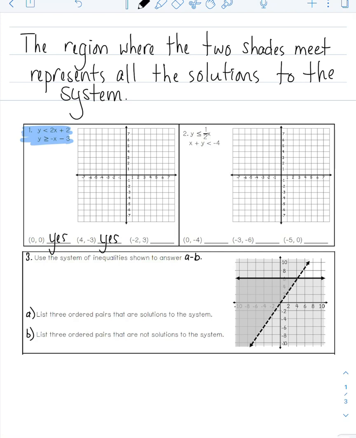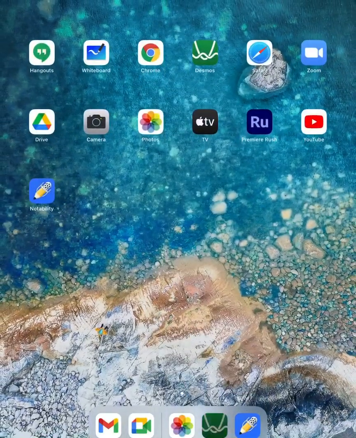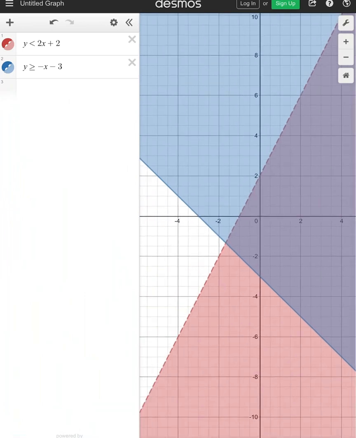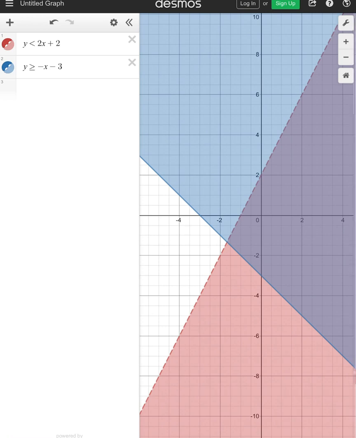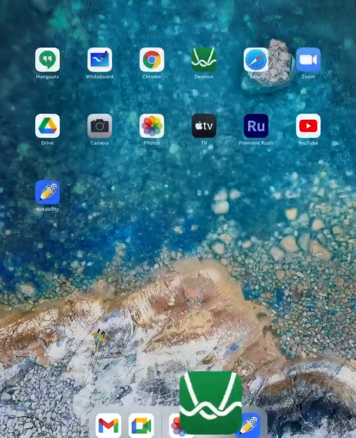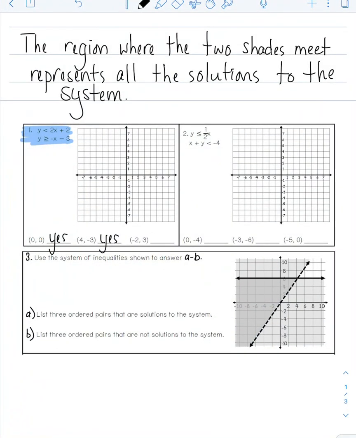Okay, that's why we even look at these points, find these points. And lastly, let's test negative 2, 3. So that means back 2, up 3. And when I find that point, I notice it's only in the blue shade. So it isn't in the double shaded area. So I want you to write negative 2, 3 and the word no. It is not a solution to the system of inequalities.